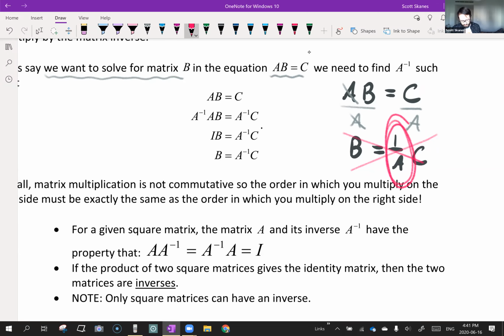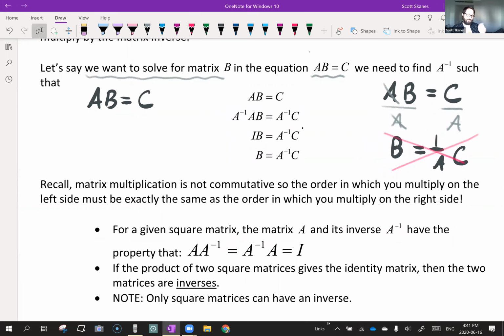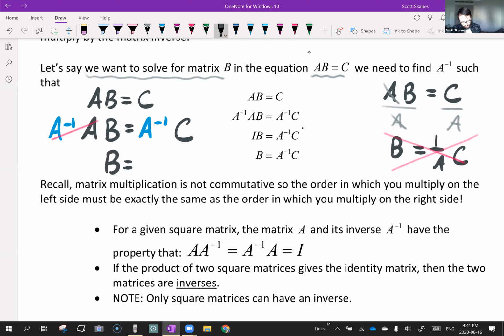The equivalent to this 1 over A is called the inverse. So I want to show you how it works. It works kind of like how tan and stuff works. Just follow me here on the left side. If you want to move A to the other side, remember we're solving for B. You want B on its own. What you need to do is multiply both sides by the inverse of A. That will cancel A and bring it to the other side. Okay, and the final answer here is that we have the inverse of A times C.